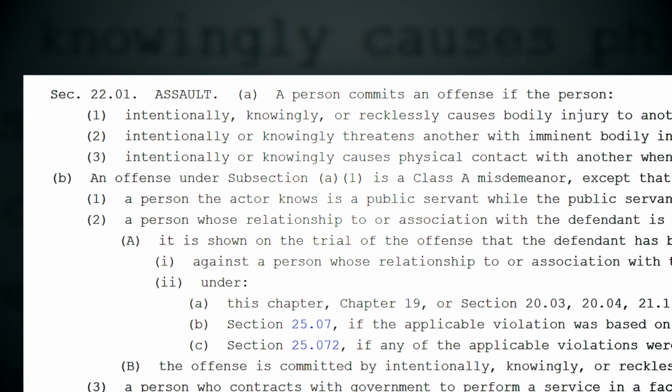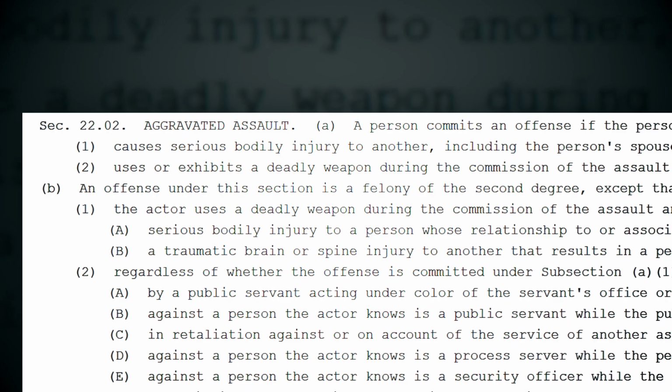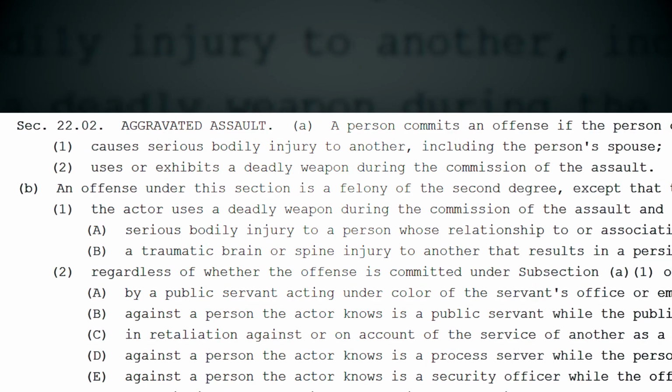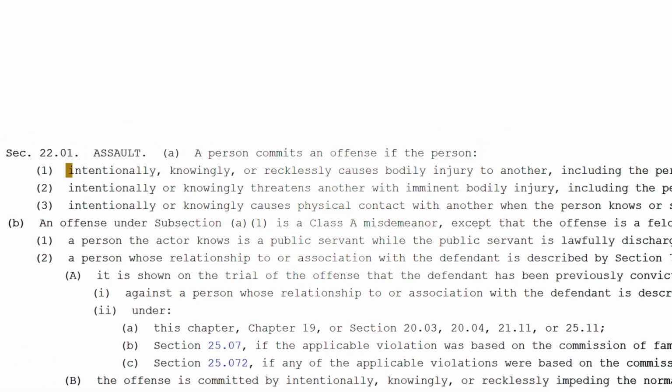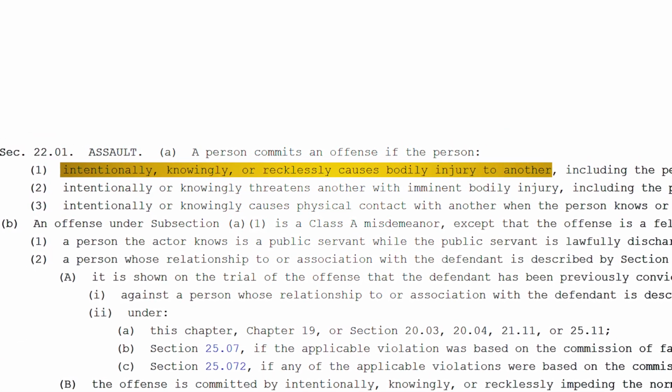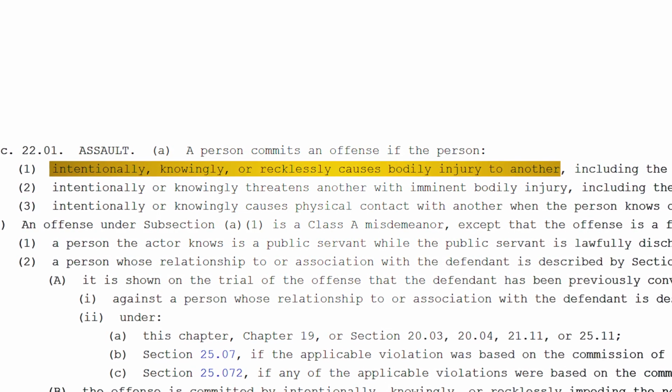You'll find the definition of an assault in Chapter 22 of the Texas Penal Code. Specifically, Penal Code 22.01 addresses misdemeanor assaults, and 22.02 addresses aggravated assault, which is a felony offense. Looking first at what a misdemeanor assault is in Texas, you'll see that Penal Code 22.01 says whenever someone intentionally, knowingly, or recklessly causes bodily injury to another person, that is an assault.